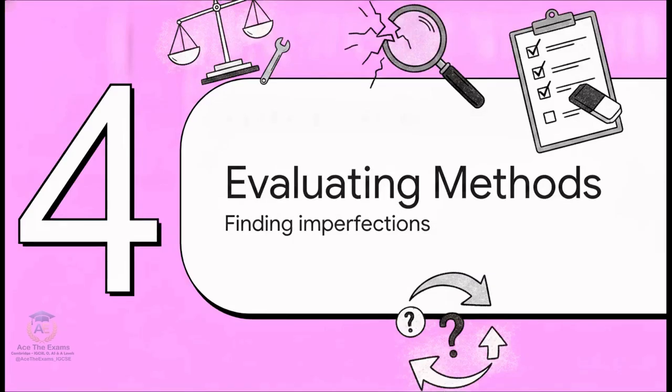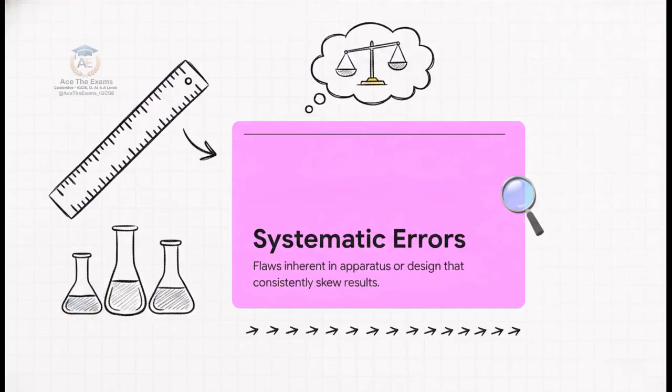Which brings us to Section 4, evaluating methods and errors. Because, let's face it, we have to diagnose the imperfections in our experiments. Listen, no experiment is perfect. It's so important to understand how our own setups can actually trick us. First up are systematic errors. Now, these aren't just silly mistakes you make. These are flaws inherently built into your apparatus or your design.